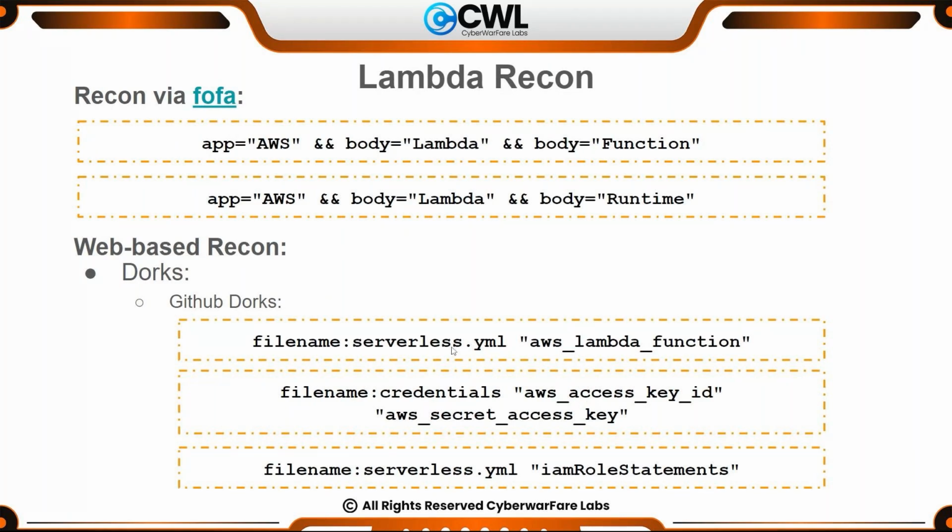The first doc is intended to search for YAML files named serverless, containing some functions within them. Then we have the second doc, which is searching for some credential files. If you're lucky, the credential file may contain some AWS access keys and secret access keys. The last doc we have aims to search for YAML files containing some IAM role statements within them.